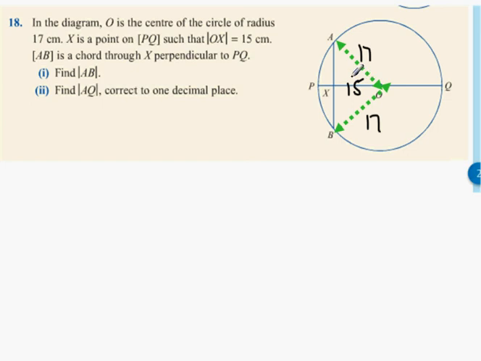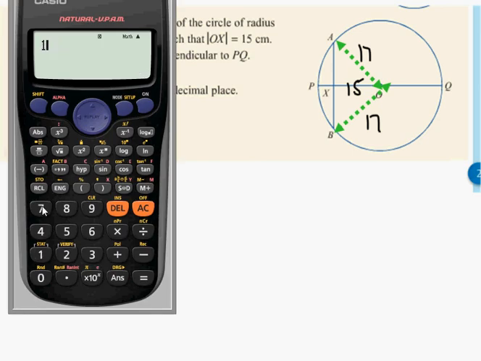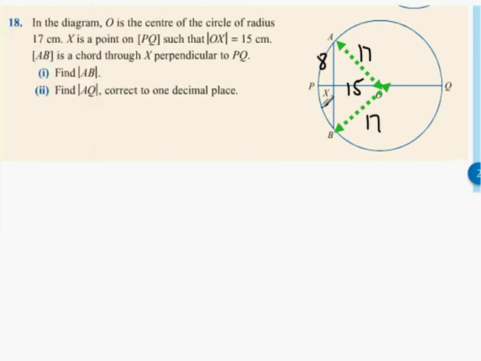And what is Pythagoras? Some of you get 17 squared minus 15 squared, and square root the answer. Is it 8? Okay, so 64. When you do Pythagoras' theorem, you find out that that's 8. That's 8. Therefore, the whole thing is 16. Next thing you have to find out is A to Q. See A to Q?